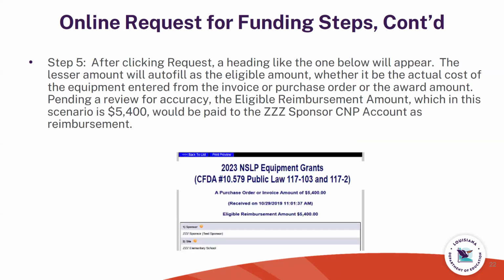After you click on that, a heading like the one below is going to appear. The lesser amount will autofill in the eligible amount, whether it be the actual cost of the equipment entered from the invoice or purchase order, or the award amount. So, pending a review for accuracy, the eligible reimbursement amount would be paid to the CNP sponsor account in the form of reimbursement.